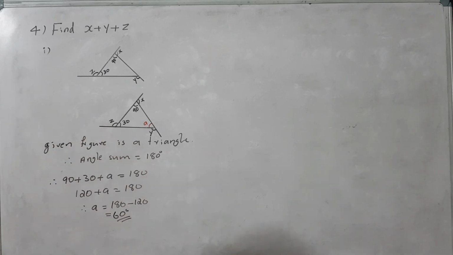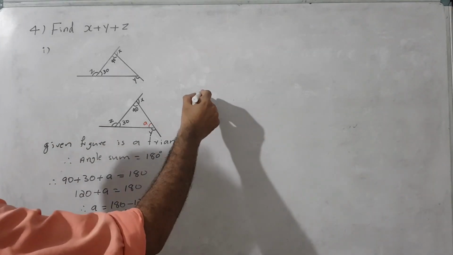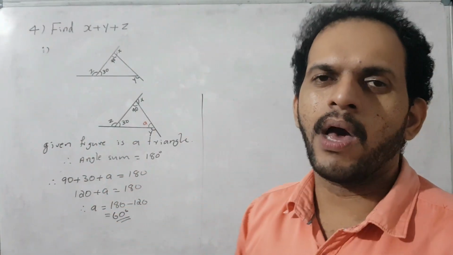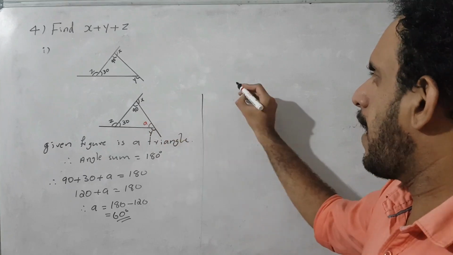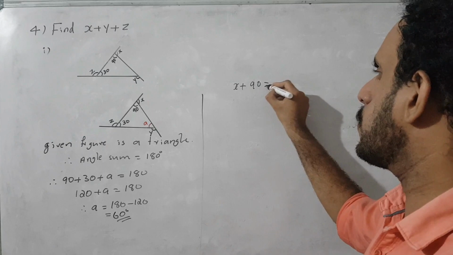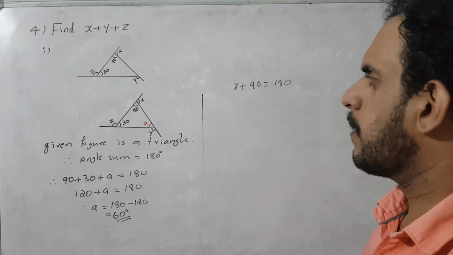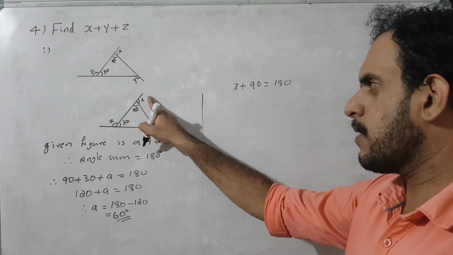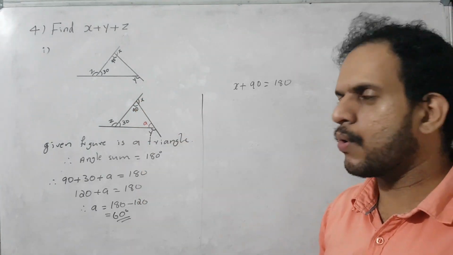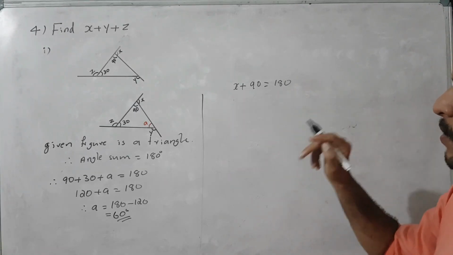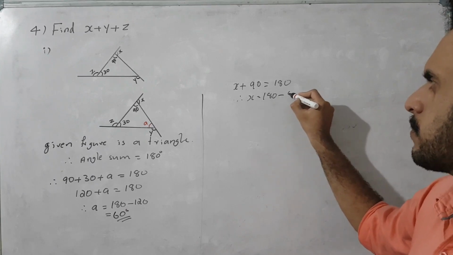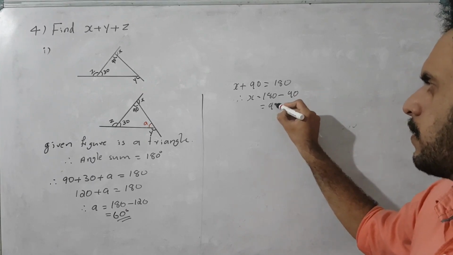A is equal to 60 degree. Okay, then what is next? Next we find the value of x, the value of y and value of z. How to? We know x plus 90 is equal to 180. Why? We know the exterior angle and interior angle lying on the same vertex are supplementary. So x plus 90 is equal to 180. Therefore x is equal to 180 minus 90 is equal to 90.